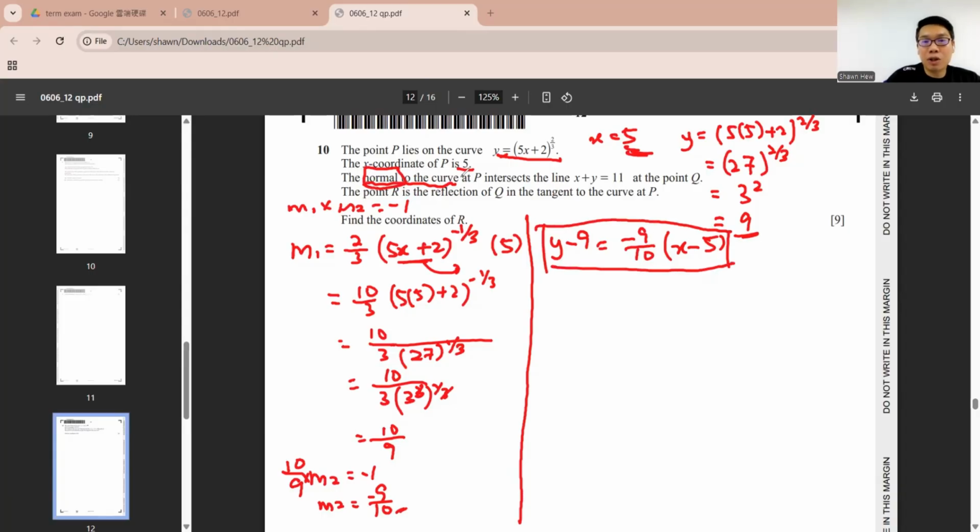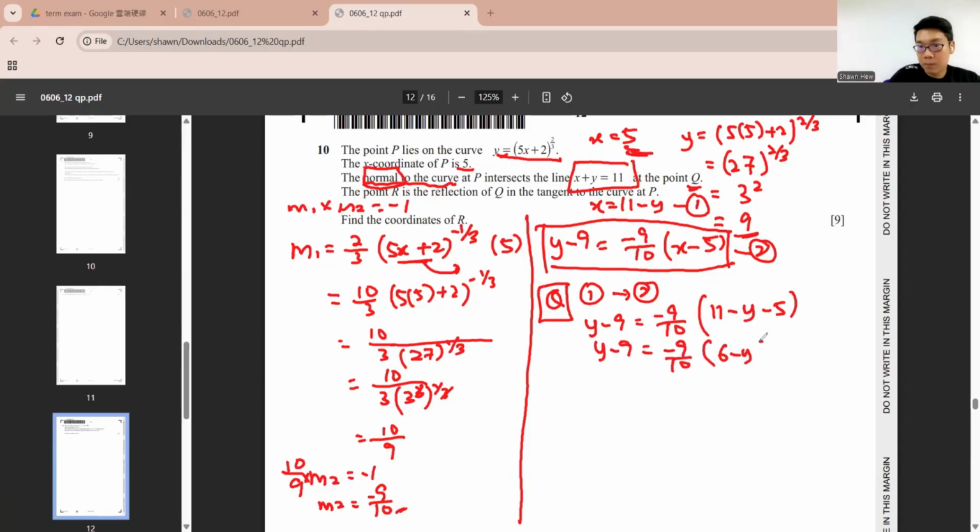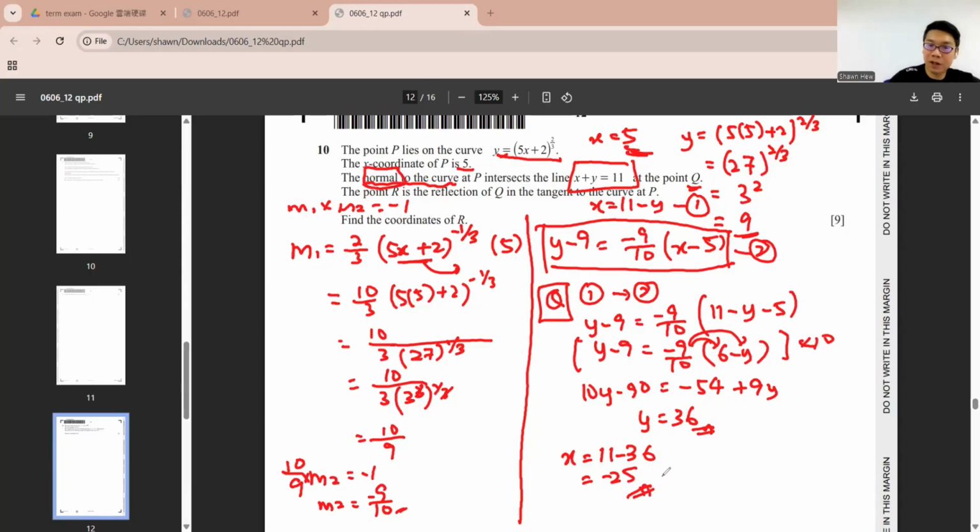Then they say the equation of this curve intersects the line at point Q. Intersection point means simultaneous equation. I change these two. x equals 11 minus y. So this is my equation 1, this is equation 2, substitute 1 into 2. The whole equation I times 10. Here left -9, 10 cancel off each other. So it will become 54 plus 9y. So this row here will become y. This row here is 36. So after we know what my y is, I can get my x, -25. So I know my Q is -25, 36.